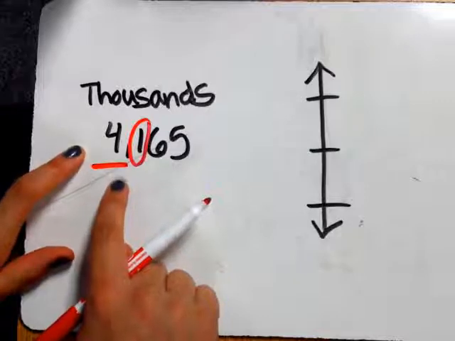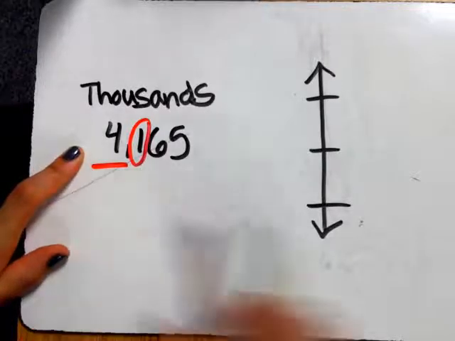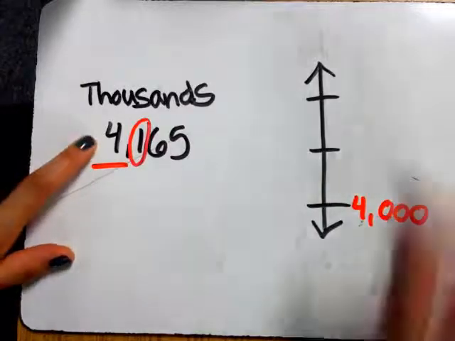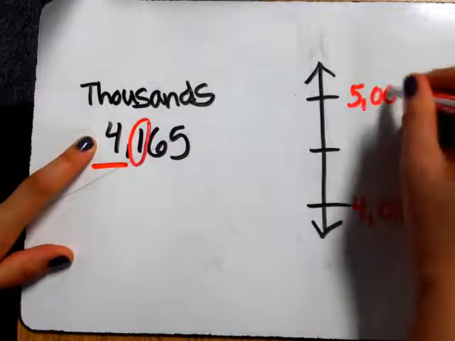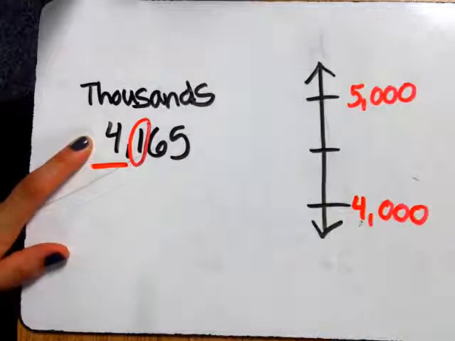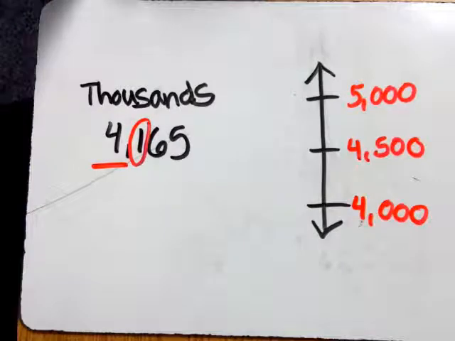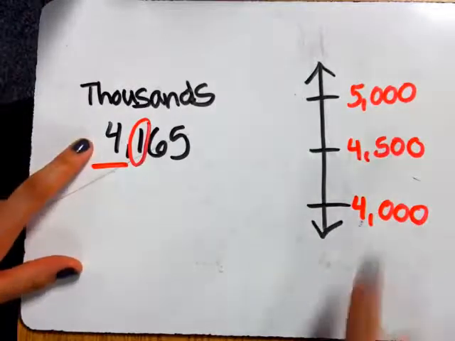So what 2 thousands is 4,165 between? Well, let's start with the low one this time. It's really close to it. I'm going to say it is close to 4,000. And the highest it can get is 5,000. With the midpoint being 4,500. Same concept. Now you got to place this guy somewhere on this number line.